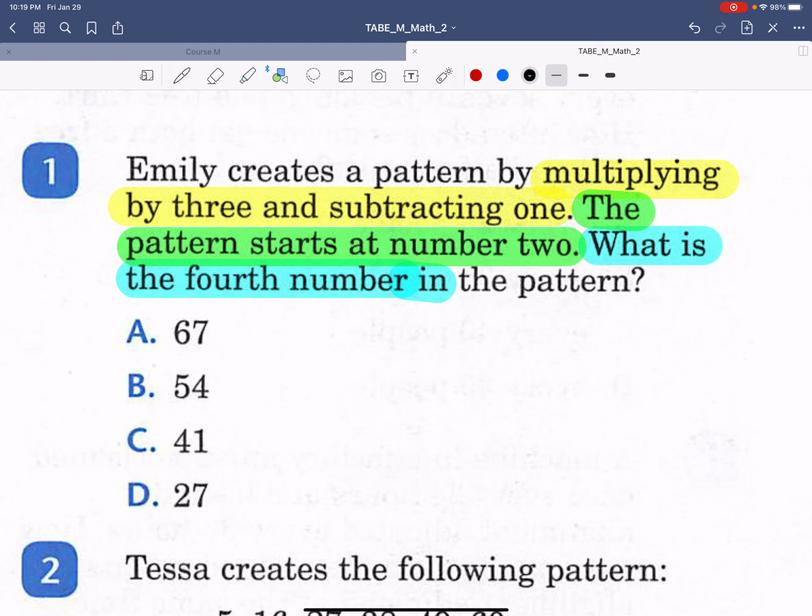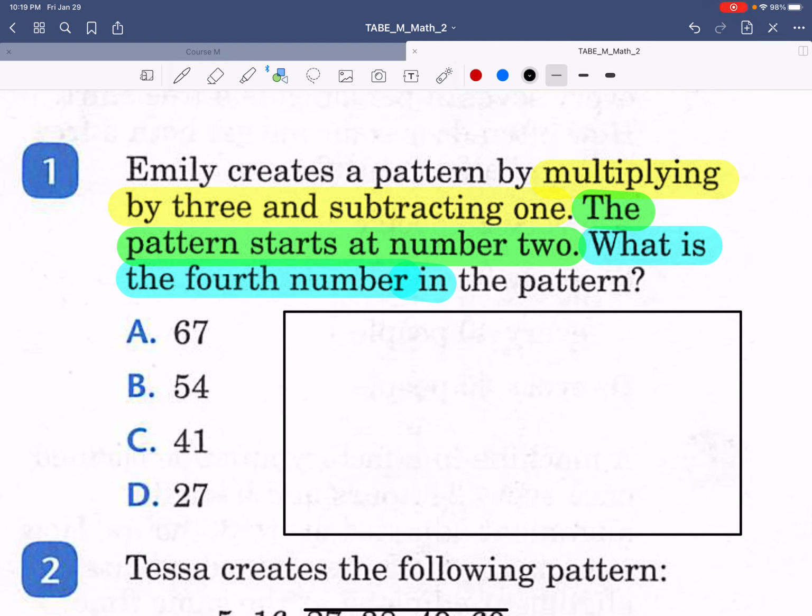So to show you how I would solve this problem, let's start with a box. Just draw yourself a box like that. Doesn't have to be perfect, just sketch yourself a box. The question here is, what is the fourth number in the pattern? So I'm looking for the fourth number. I'm going to draw 5 rows. You always figure out the number you need and then add 1 to that. So I need 5 rows.